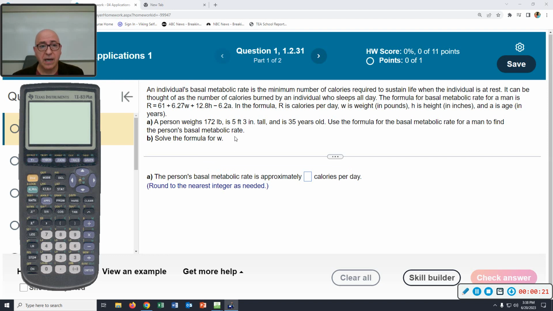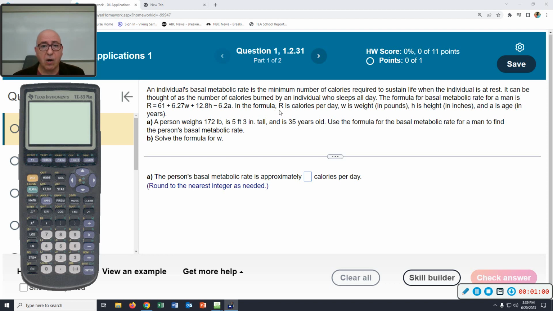Problem number 1 says an individual's basal metabolic rate is the minimum number of calories required to sustain life when the individual is at rest. It can be thought of as the number of calories burned by an individual who sleeps all day. The formula for basal metabolic rate for a man is given by R equals 61 plus 6.27W plus 12.8H minus 6.2A. That formula is worthless without knowing what all those variables stand for.